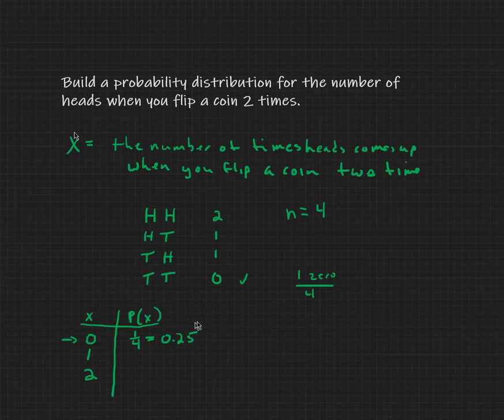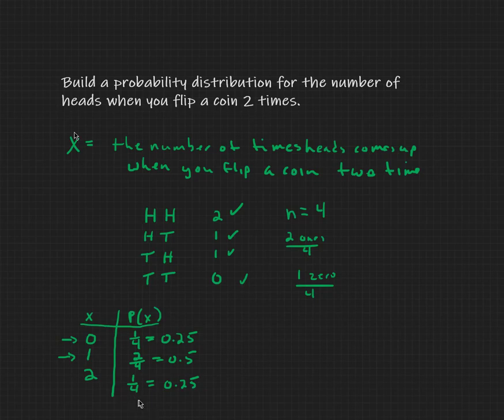And then I look at the next one. What's the probability of getting a 1? Well, how many 1s did I get? There's 1, there's 2, so I got 2 1s, and I divide that by 4, and I get 0.5, so 2/4, or 0.5. And then I look at how many times did I get 2 heads, and that's only once, so that again is 1/4, or 0.25.